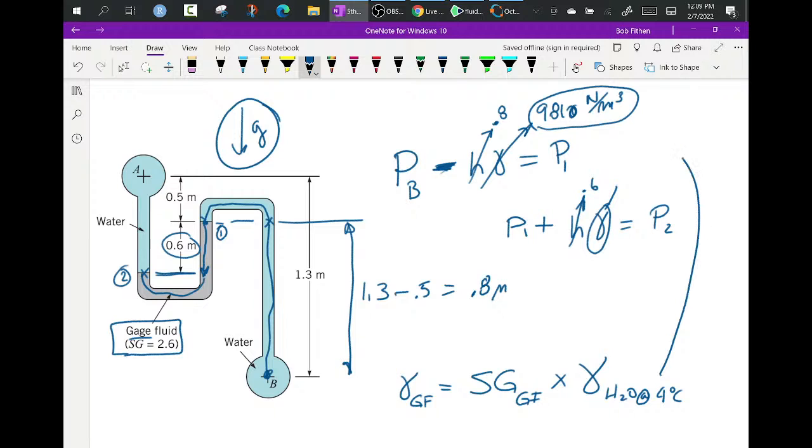Now I guess I'll talk about the water. Well, let me finish this, because this is 2.6 times 9810. And so that's the gamma there. It's a heavier fluid, so it went to the bottom.